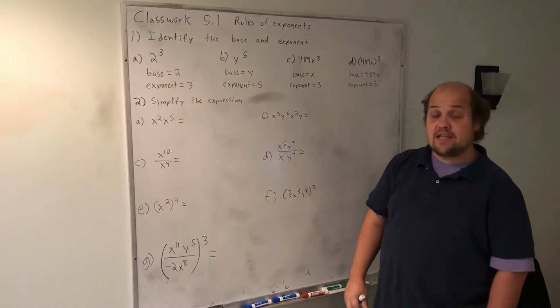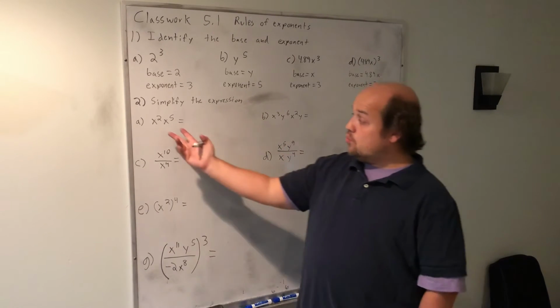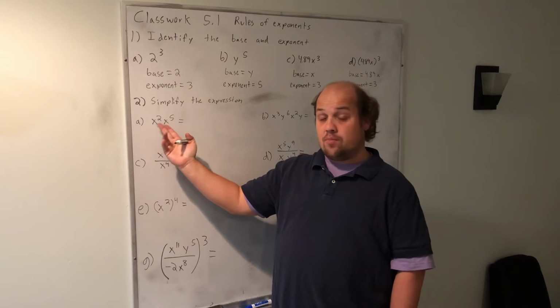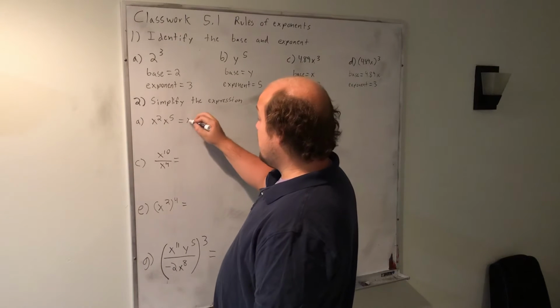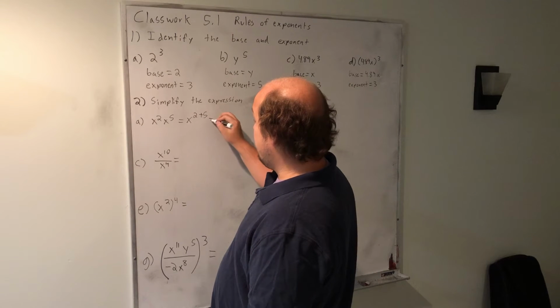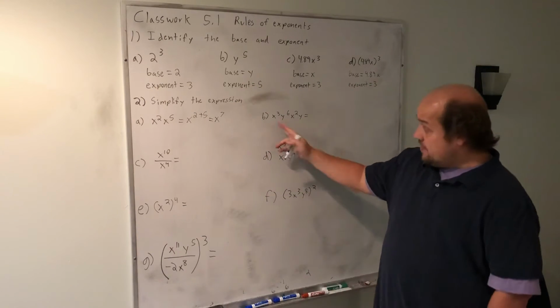For simplifying the expression, we're going to be using the different rules that we learned in this section. The rule we learned for same base when they're being multiplied like this is we add the exponents. So this becomes x to the 2 plus 5, which is x to the 7th. Same idea for part B.